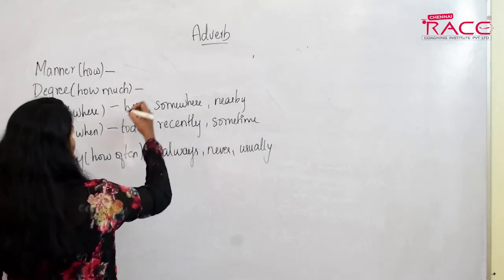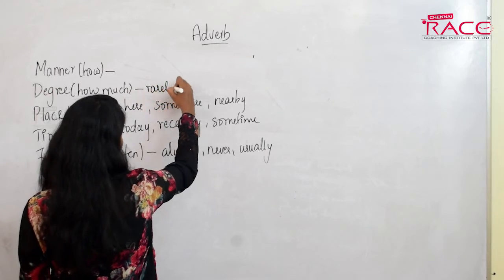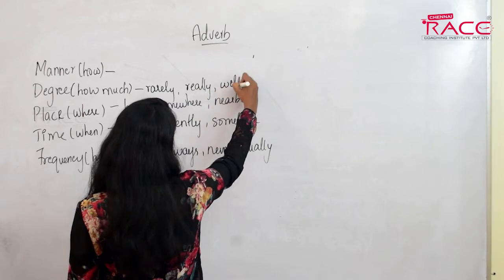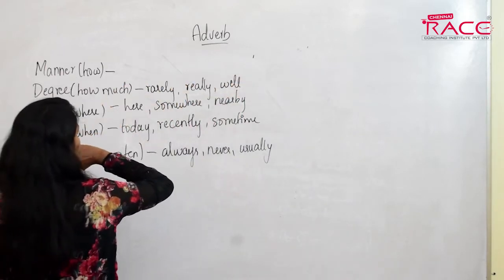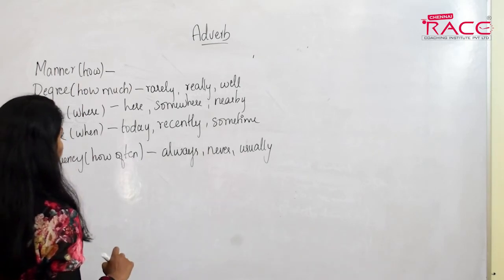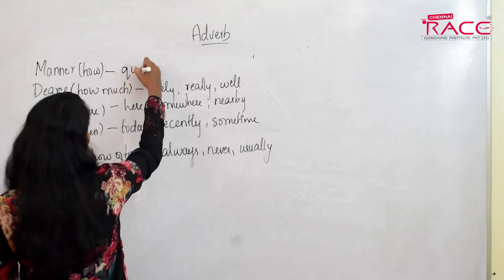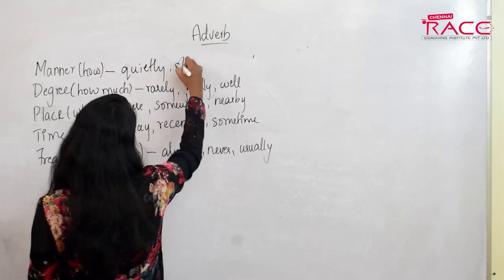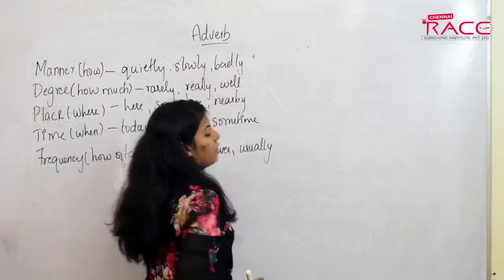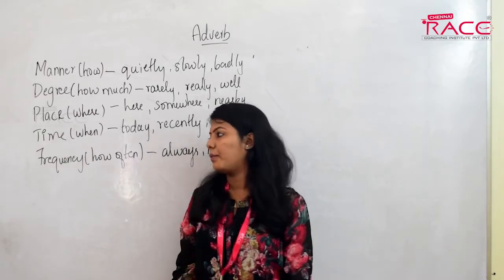When I talk about degree, I would explain like rarely, really. And manner would tell me in what manner. For example, what can we say? Quietly, slowly, badly. So these are the manner. So these are the 5 types of adverbs we have.